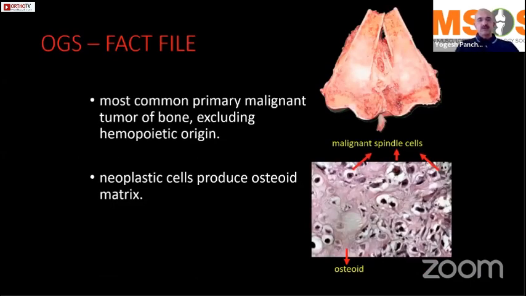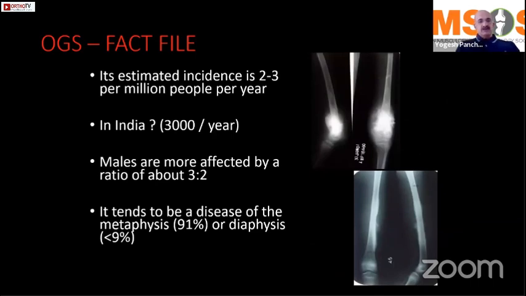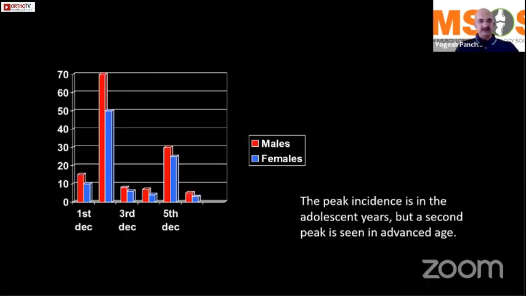We know that osteosarcoma is one of the most common primary malignant tumors of the bone. So many of us are going to encounter a case of osteosarcoma sooner or later in our practice. These are the neoplastic cells which produce osteoid matrix directly, and it is typically found more in males, tends to affect the metaphysis more than the diaphysis with a ratio of 90% to 10%. The estimated incidence in India is somewhere between 2 to 3 cases per million per year. So that's about 3,000 cases within India itself per year.